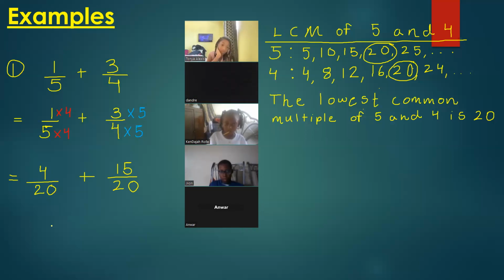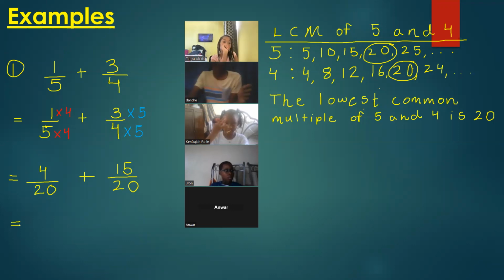All right, so now, are the denominators the same now? Yes. Javon, are the denominators the same? Yes, sir. Anwar, are the denominators the same? Yes, sir. Good. DeAndre, are the denominators the same? Yes, sir. Awesome. So can we add them now, DeAndre? Yes, sir.